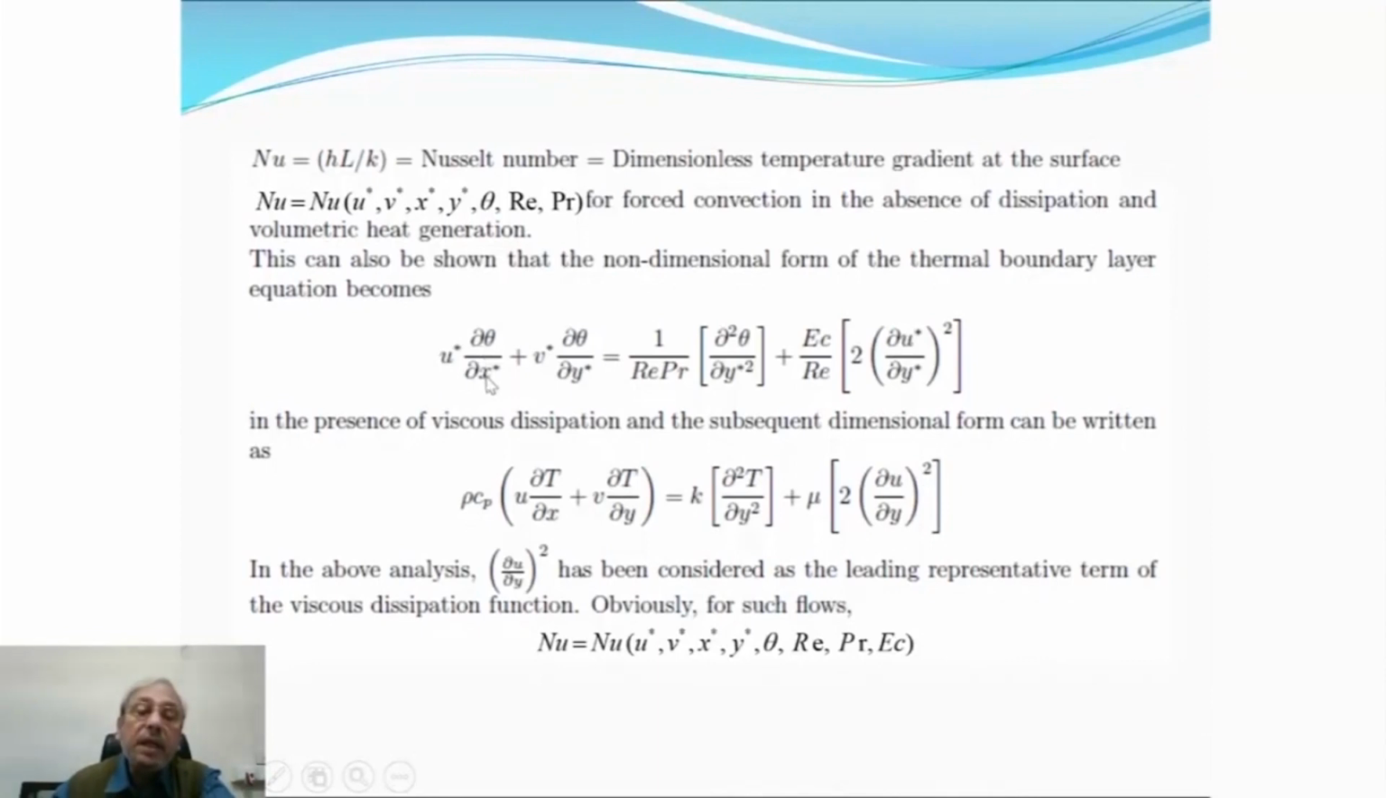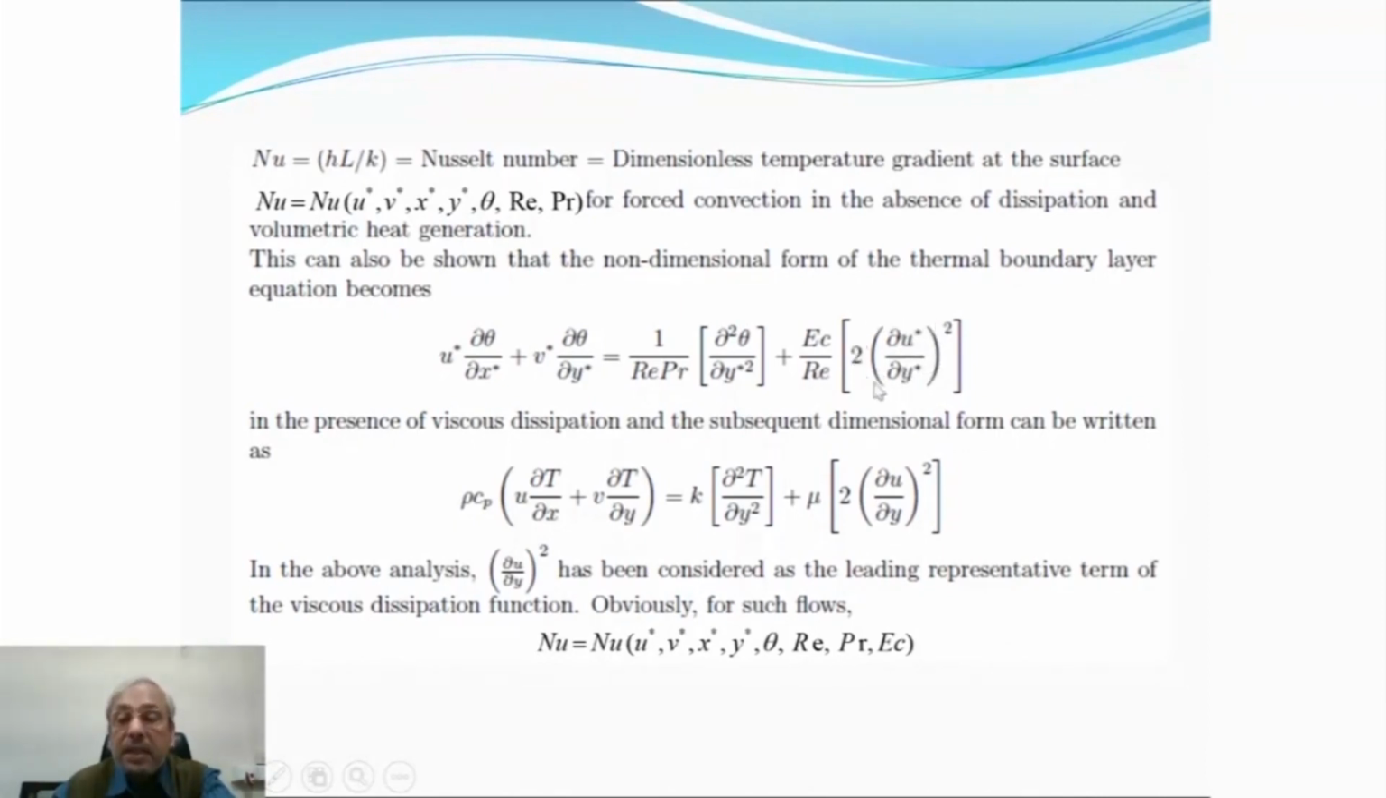This can also be shown that the non-dimensional form of the thermal boundary layer equation becomes U star del theta del x star plus V star del theta del y star equal to 1 by Reynolds number into Prandtl number del 2 theta del y star 2 plus Eckert number by Reynolds number into 2 into del U star del y star square.